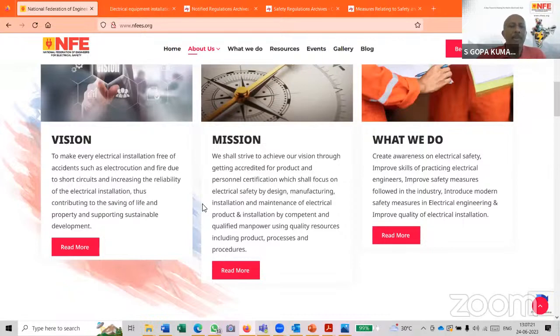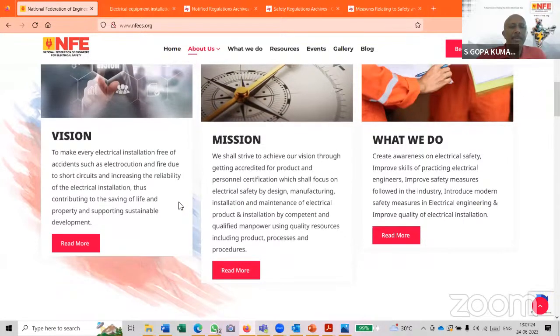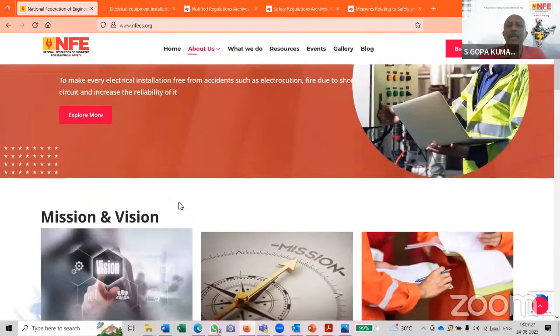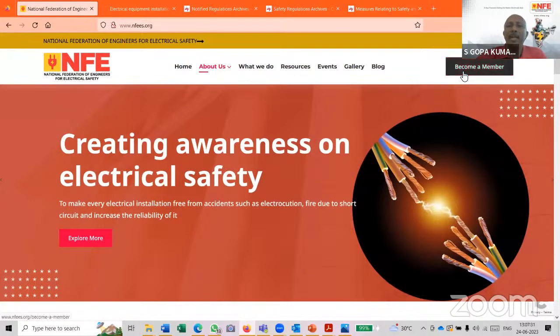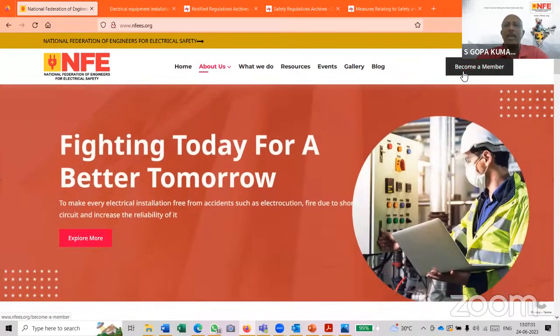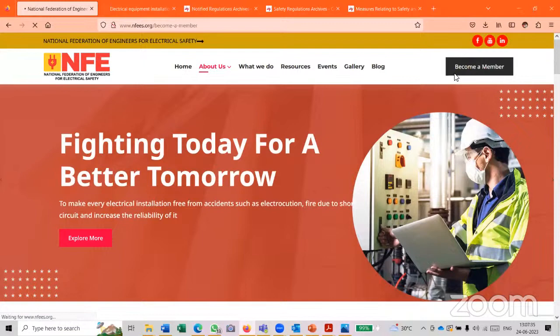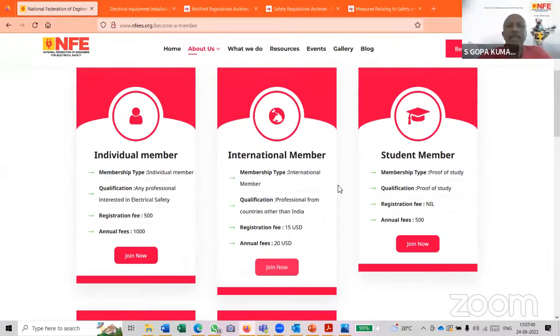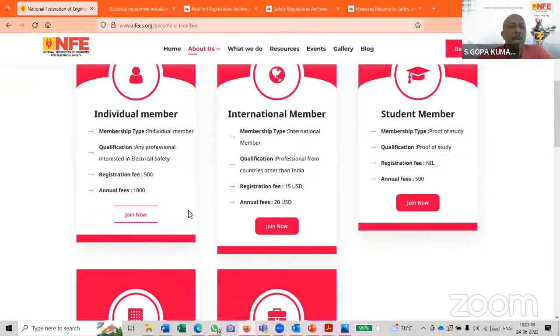So we are making a lot of efforts to create awareness. We request the participants, if you are interested, please join our association and put in your efforts so that we can make a nation free of electrical accidents. There are different kinds of membership available. For an individual member, the annual fee is about 1,000 rupees and the registration fee is 500 rupees. We conduct a lot of classes, and you can participate in all of them free of cost. Not all the training courses, though. There are some training courses where we have to pay for the venue as well as the trainer. Except for those cases, it's free.